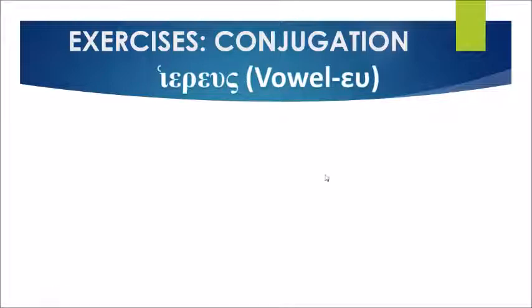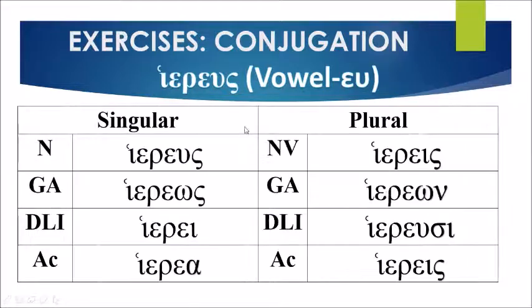That is an example of a vowel ending with epsilon, upsilon. So in nominative, it is he areos. GA, we change the option with the omega, he areos. DLI, he area, he array. Accusative, he area. Nominative, vocative, in the plural, he arrays. GA, he areon. DLI, he areosi. So as you can see, the epsilon is returned in the DLI.